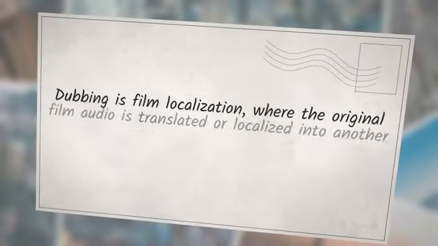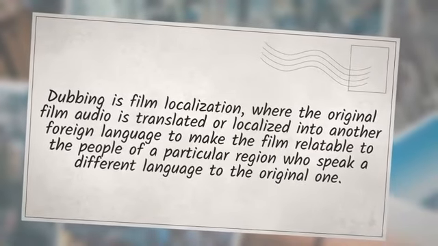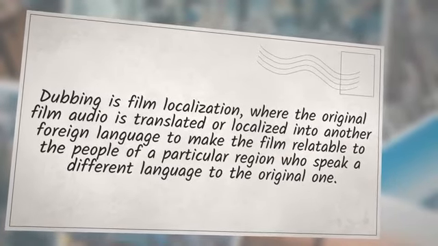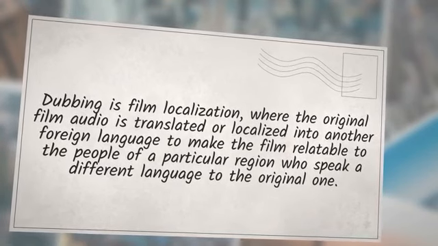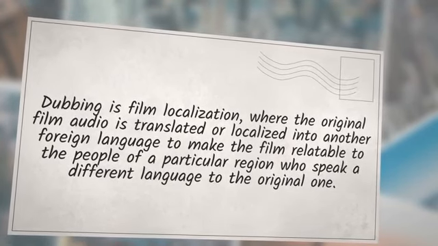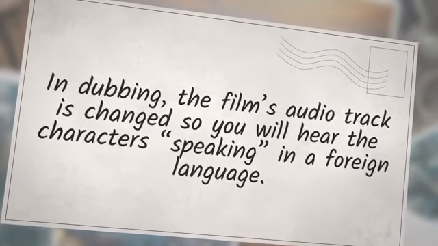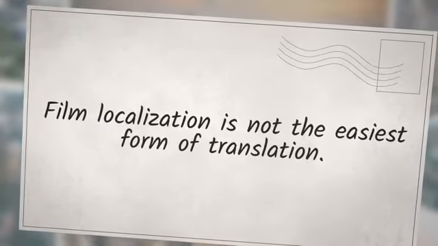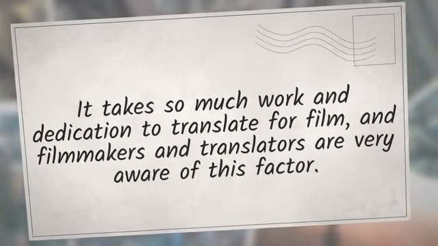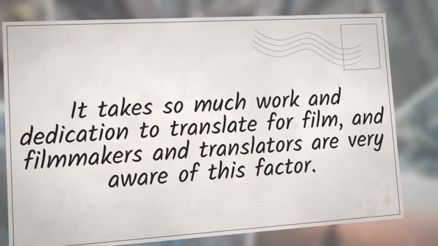Dubbing is film localization where the original film audio is translated or localized into another foreign language to make the film relatable to the people of a particular region who speak a different language to the original one. In dubbing, the film's audio track is changed so you will hear the characters speaking in a foreign language. Film localization is not the easiest form of translation. It takes so much work and dedication to translate for film, and filmmakers and translators are very aware of this factor.